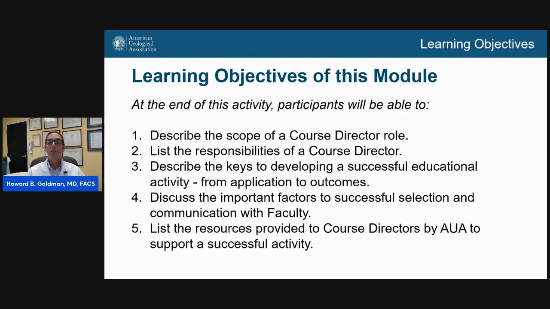So very important to have learning objectives in any course, including the one we're doing right now. So at the end of this brief course, you should be able to describe the scope and the responsibilities of a course director and how that role plays out. You should be able to describe some of the keys to developing a successful educational activity from beginning to end. Describe and discuss the important factors that allow for successful selection and communication with faculty, and also provide and list the resources which are provided to course directors by the AUA to support such an activity.